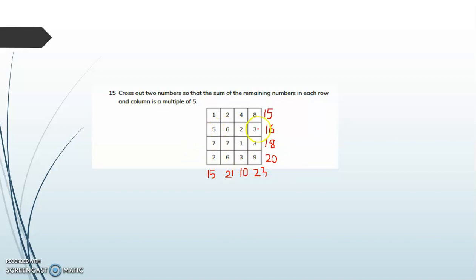Now look at the rows and columns which are not multiples of 5. Here you can see 16 is not a multiple of 5. Similarly, 21 is not a multiple of 5 and 23 is also not a multiple of 5.